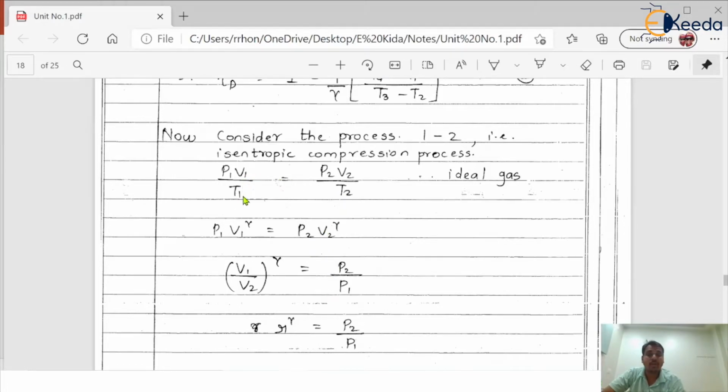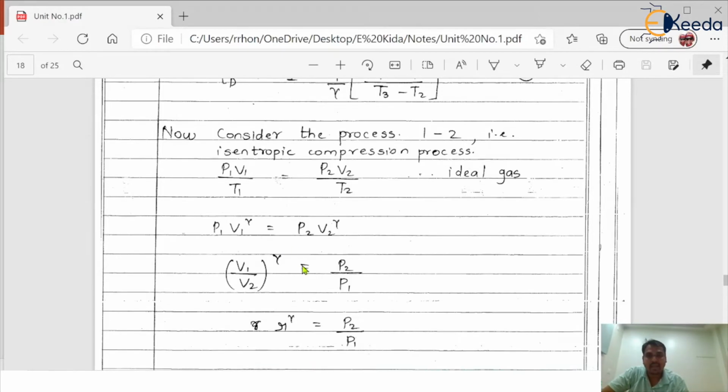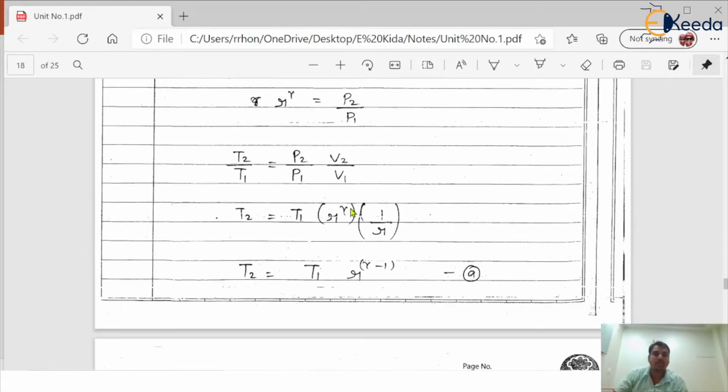Again, rewrite the equation: P1 V1 divided by T1 is equal to P2 V2 divided by T2. And here we simplified the other equation: P1 V1 raised to gamma is equal to P2 V2 raised to gamma. Please concentrate on my statements. This is again very easy, you only need to understand it thoroughly. In this case, T2 by T1 is equal to P2 V2 by P1 V1. So write that equation here and simplify it.